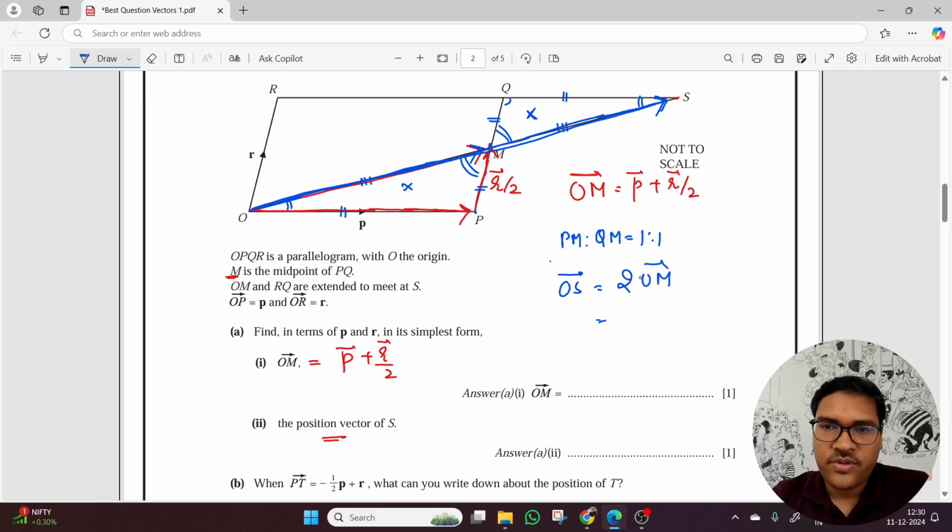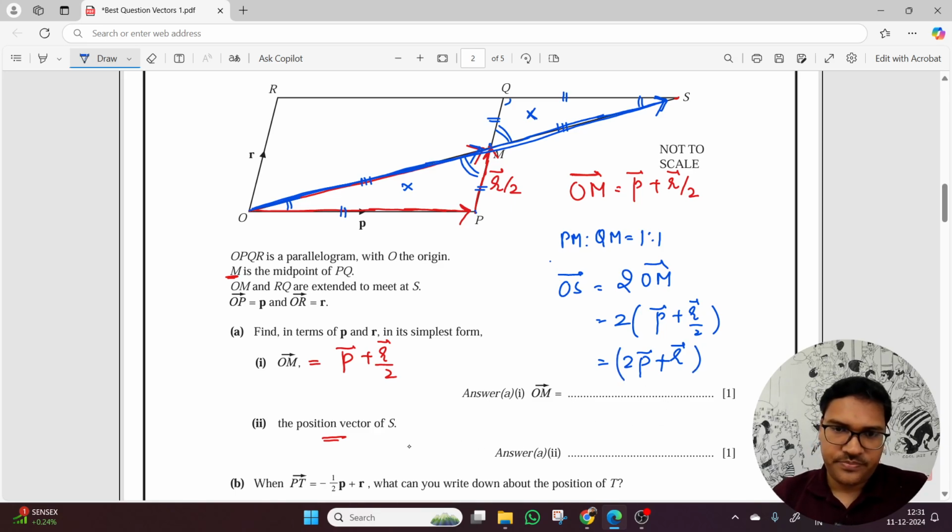Now in the first part we got 2 times P vector plus R by 2. So this is 2P plus R vector. I hope this part is clear. So that is the answer for this, 2P plus R.